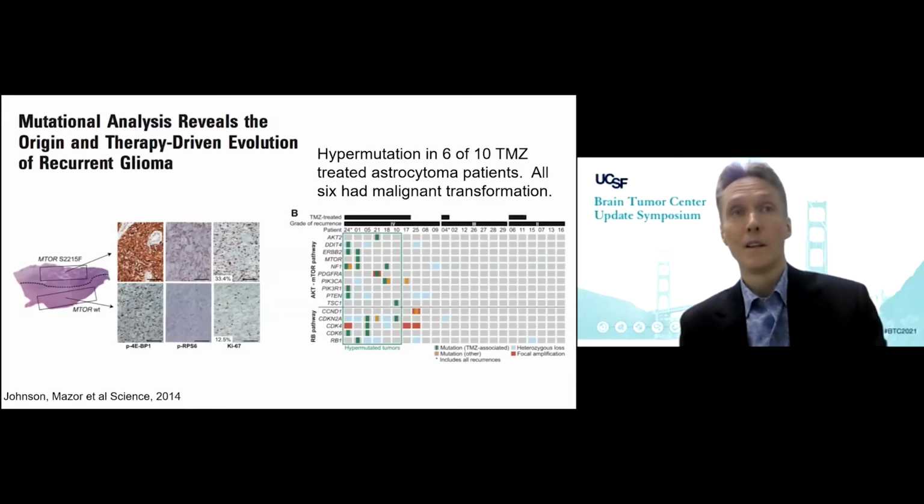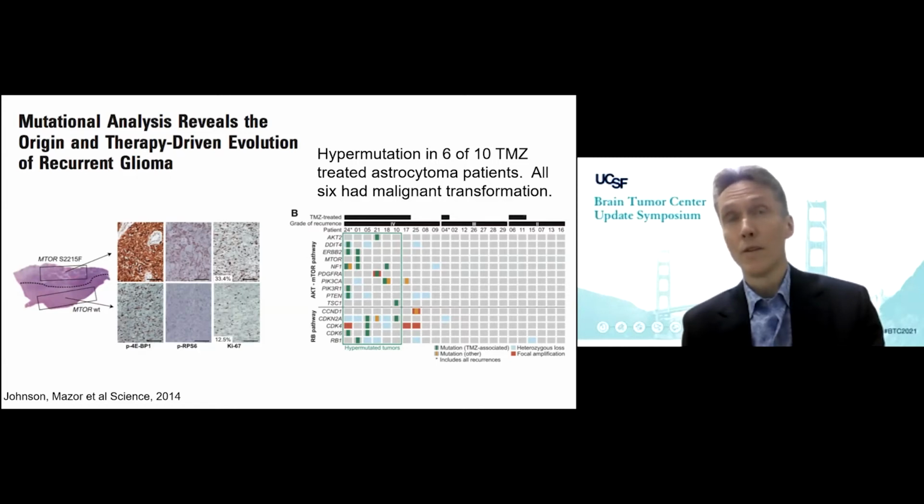So to cut to the chase here, with our first study on 23 patients, we had 10 of them who had received temozolomide between initial and recurrent tumor. 6 out of 10 had hypermutation. And the more concerning aspect was that all 6 of those patients had recurrences that were now glioblastoma rather than recurring again as a grade 2. This is a small study, and it just raises the hypothesis. It doesn't prove, but raises the hypothesis that hypermutation and malignant transformation are associated.